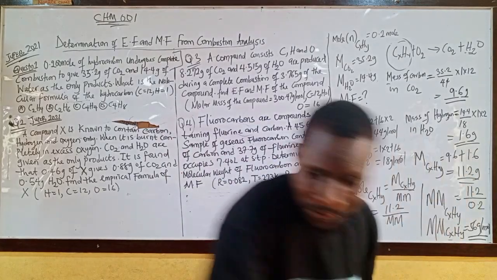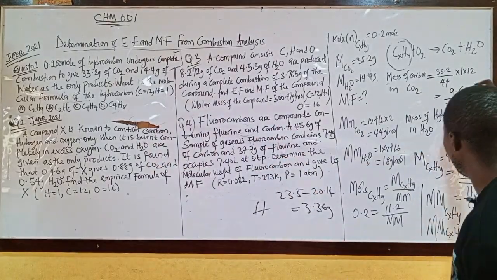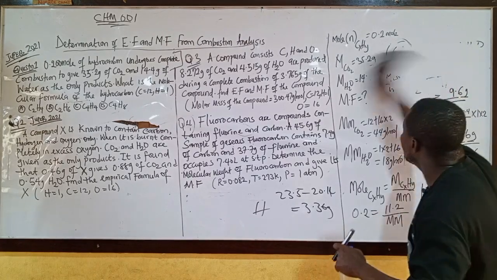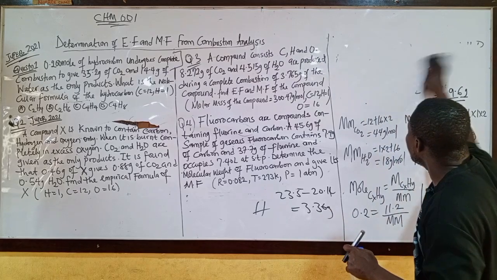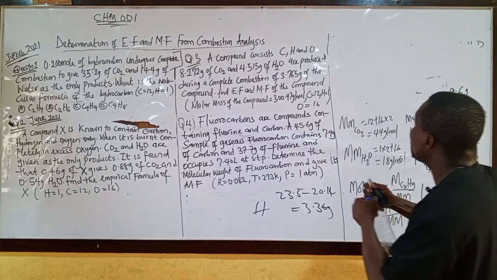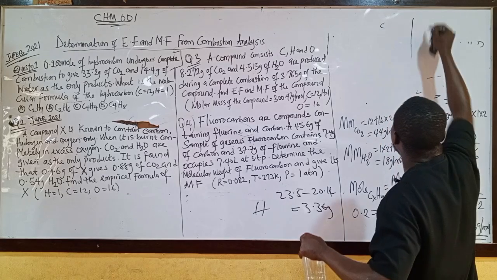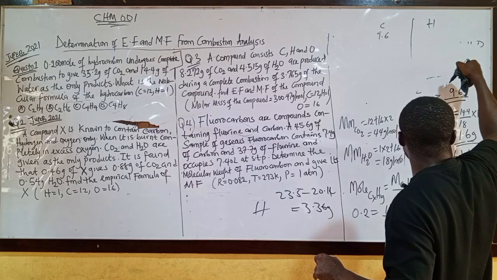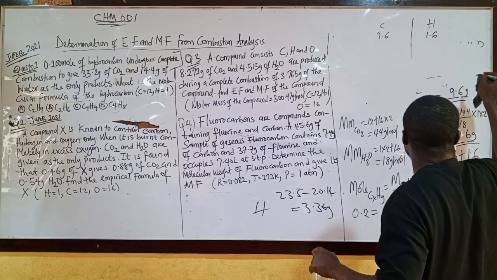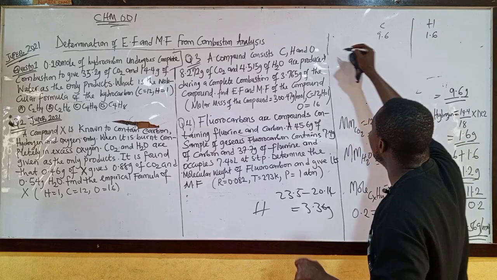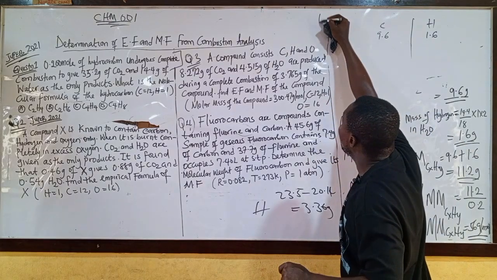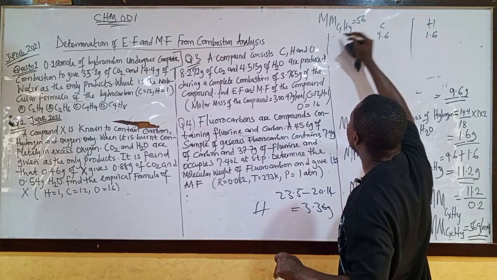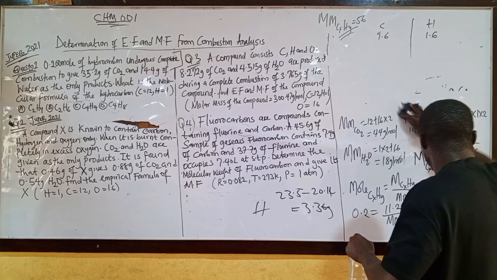Let's move. Should I rub this one off? Yes. Then we rub it off. I know that from here now, I have carbon and I have hydrogen. The mass of carbon is given as 9.6. The mass of hydrogen is given as 1.6. Take note. Then let me write this one here: the molar mass of the compound. Let me write it somewhere here. The molar mass of CxHy is 56. Then of course I'm still coming to that. Let me rub it off.